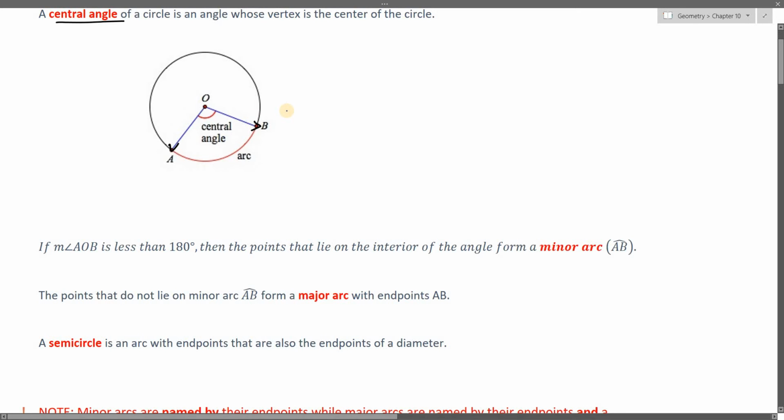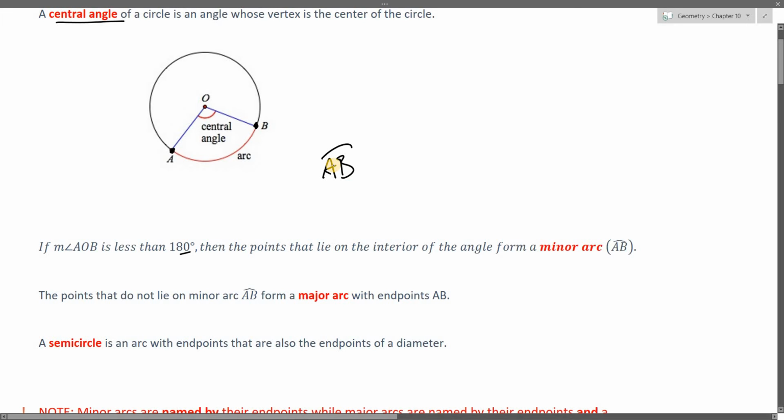So if the measure of a central angle AOB is less than 180 degrees, this portion here, then the points that lie on the interior of the angle form a minor arc. This particular one, with A and B, forms the arc AB, and you'll notice that they use the notation arc AB. So you've got your A, you've got your B, and then you draw a little arc over top of them. That's all you're doing with that.